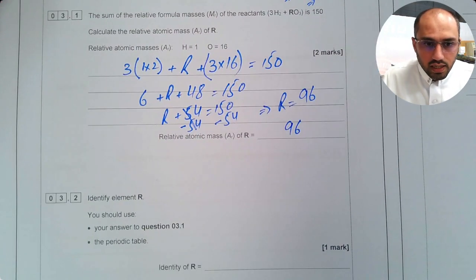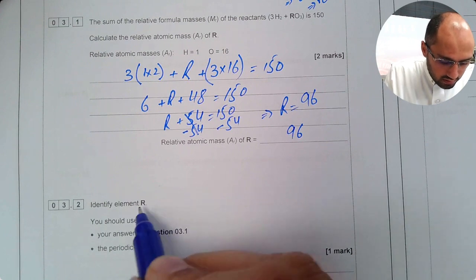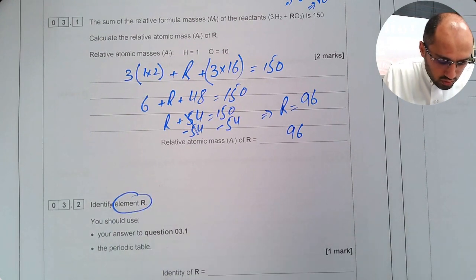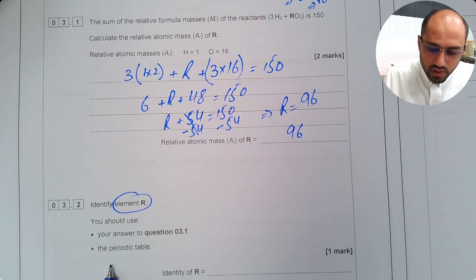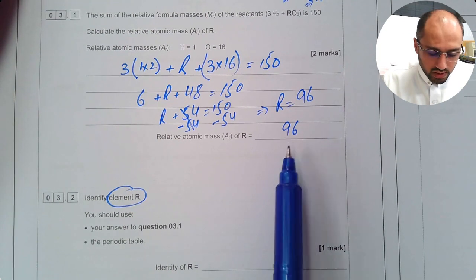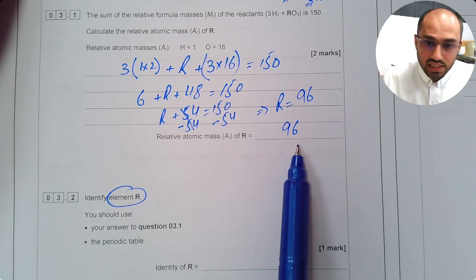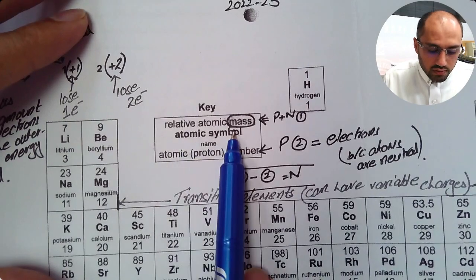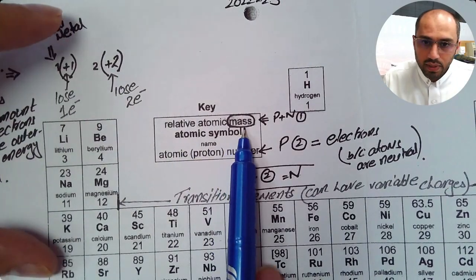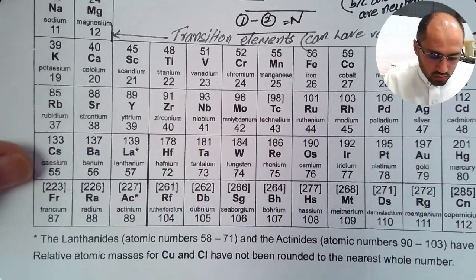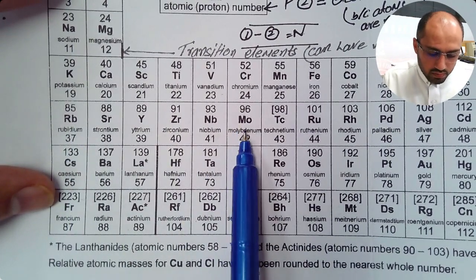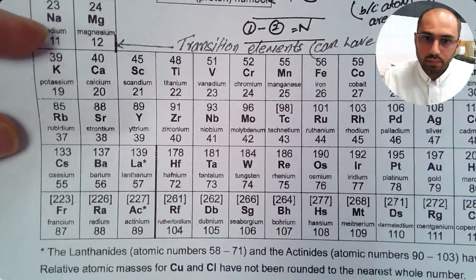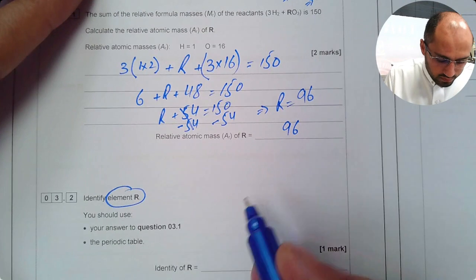Next part says identify element R. You should use your answer to question 3.1 and the periodic table. On part 3.1, we figured out that the relative atomic mass is 96. So if you go on the periodic table and look at the key, it tells you the relative atomic mass is always the top number. So which one is equal to 96? If you look at it, it is molybdenum. So you can write down capital M and lowercase o.